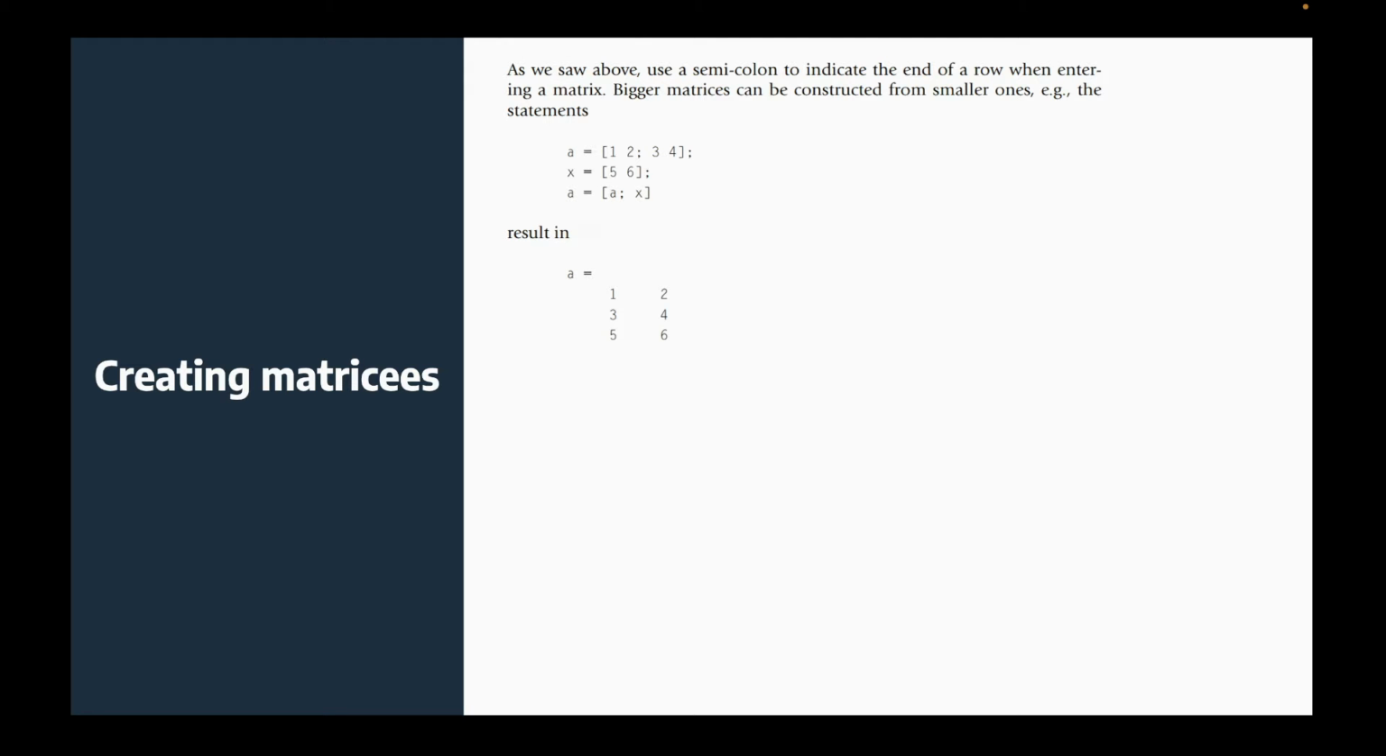And in this case, we have A equals, as you see, then X equals 5 and 6. Then we have A equals A semicolon X. So here we use the semicolon to indicate when to end the row as we're entering the matrix. And if you want to add an extra row to A, you can just do that by A equals A semicolon X. Then that's going to add whatever values are in X into your original matrix.